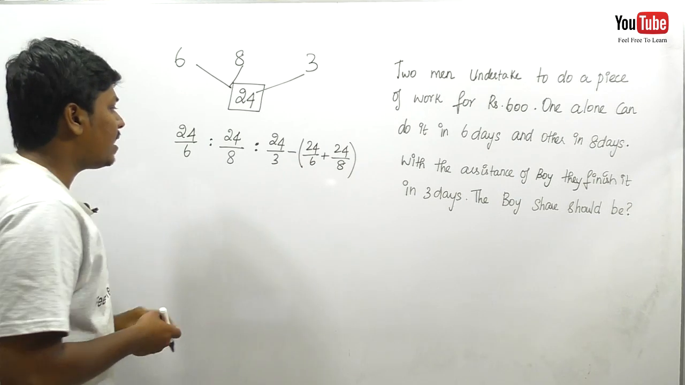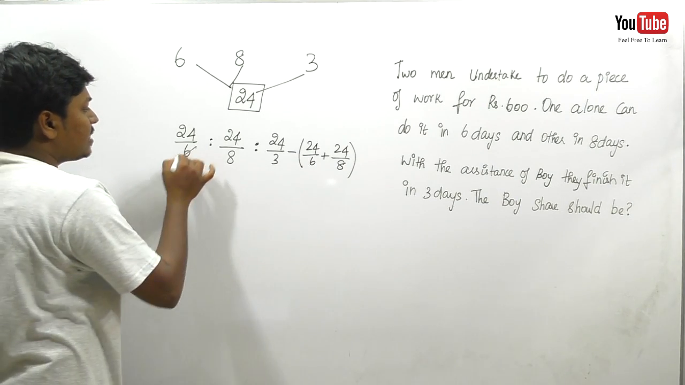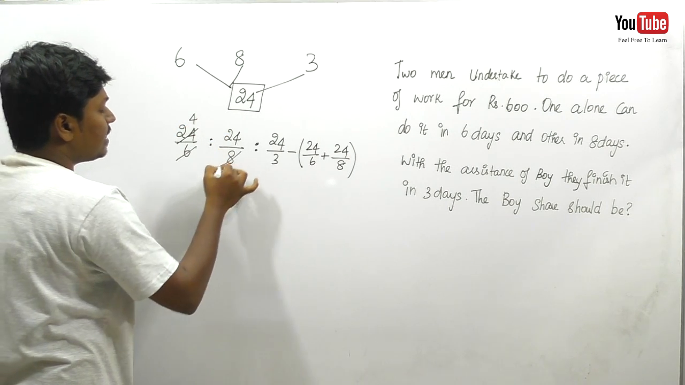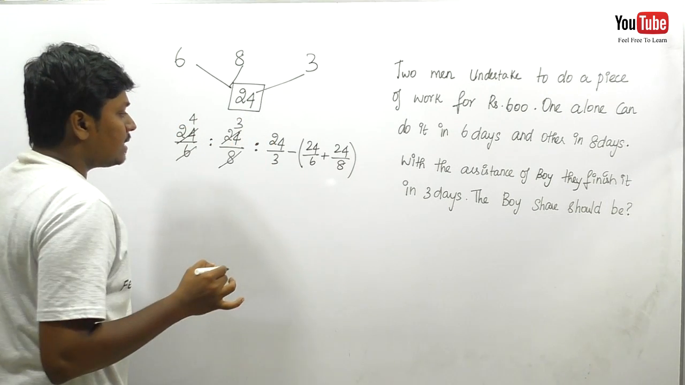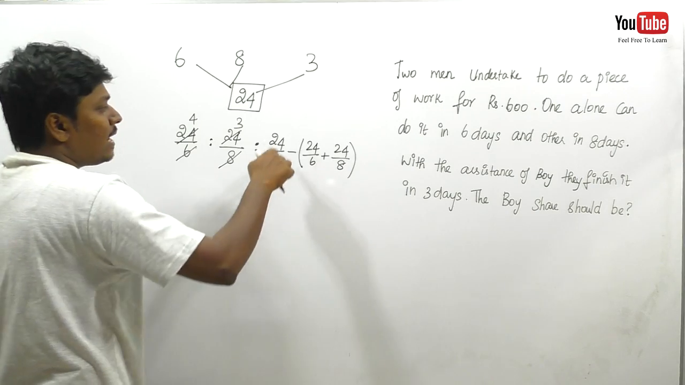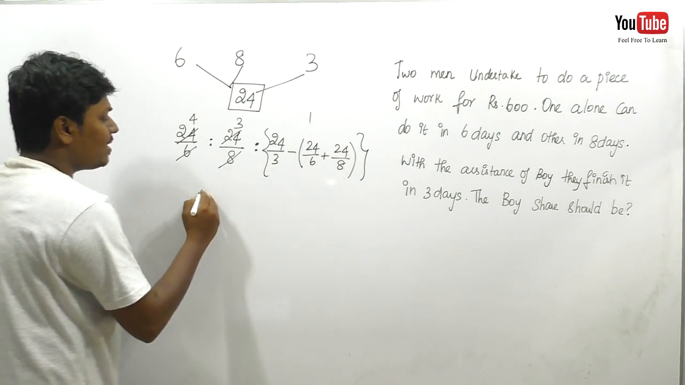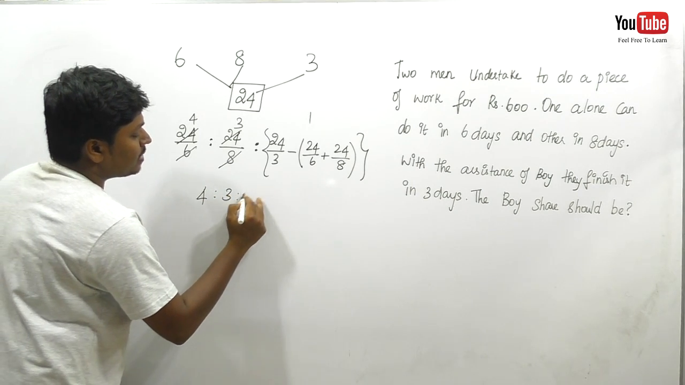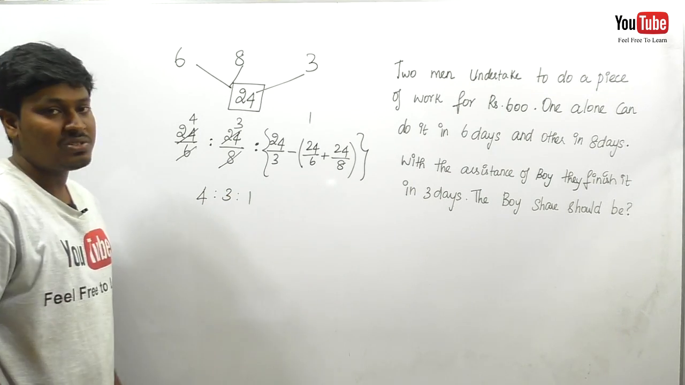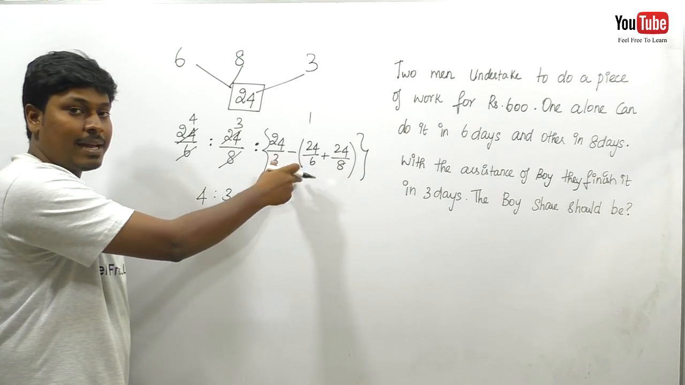If I solve this, 6 fours are 24, and 8 threes are 24. Then while solving it, friends, I got 1 as the ratio for the boy. So finally we got the ratio 4 is to 3 is to 1. So friends, solve this part, right? I am getting 1 as the ratio.